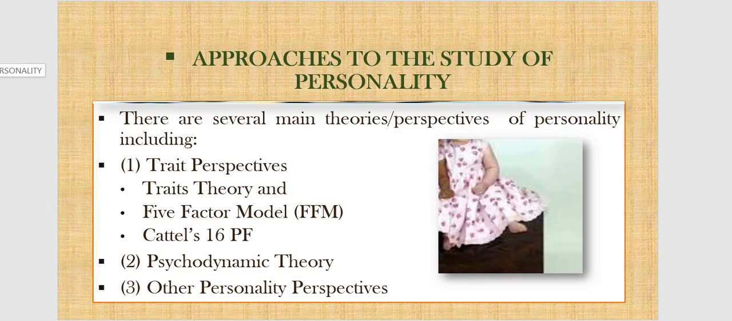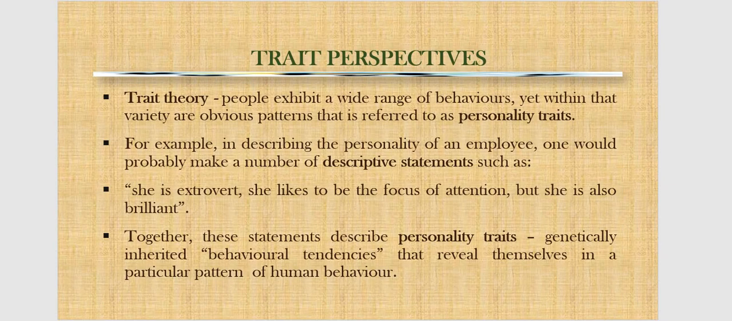And so there are several main theories or perspectives on personality. Here we are going to look at some perspectives. First of all, we look at the trait perspectives. For the trait perspectives, we have the 5-factor model and Cattell's 16 PF. And also the second perspective that we'll be looking at is psychodynamic theory. And we also look at other personality perspectives. So we are going to start with the trait perspective. Okay, so for the trait perspective, here we say people exhibit a wide range of behaviors, yet within that variety are obvious patterns, right?